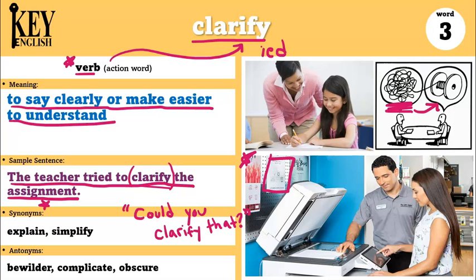Something people often say when they are confused is, "Could you clarify that?" It means you don't understand, so can you please make it more clear or easier? The synonyms are explain and simplify. Antonyms are bewilder, complicate, and obscure.